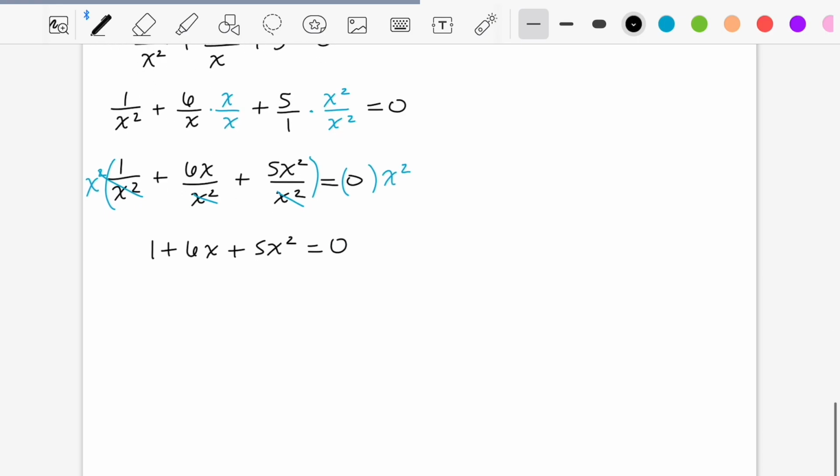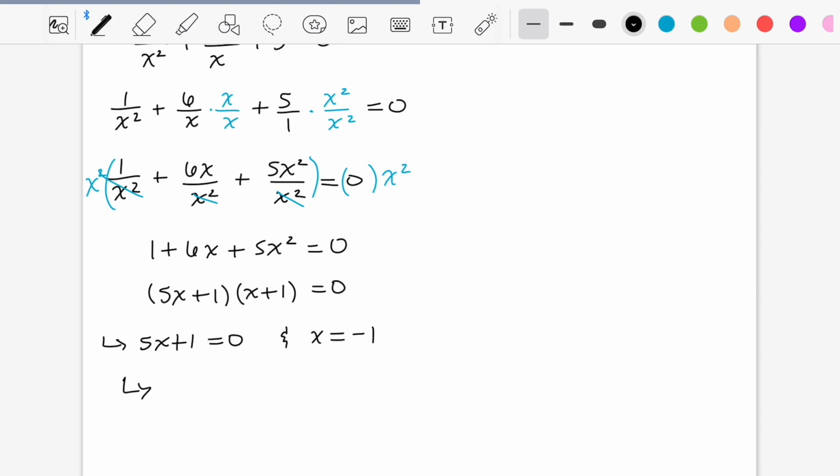Now this is much easier to work with. We can just factor this guy. Factoring this, we'll get 5x plus 1 times x plus 1. So this tells us that 5x plus 1 is equal to 0, and we'll get that x is equal to negative 1 over 5. And x plus 1 is equal to 0 gives x is equal to negative 1.